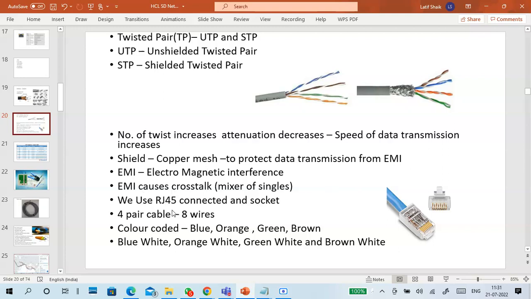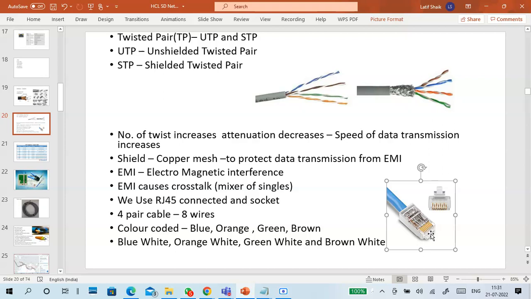Yeah, I have written this information here. So next, you can see these are the plugs. You can see this plug connection, and this is called an RJ45 connector.